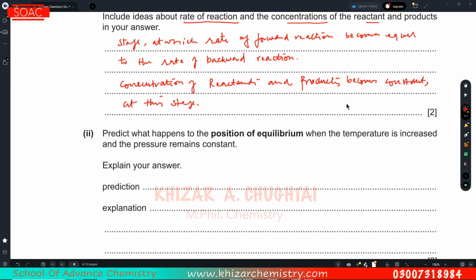So prediction means equilibrium will move towards right. Position of equilibrium will be shifted to the right hand side or right side and so on.